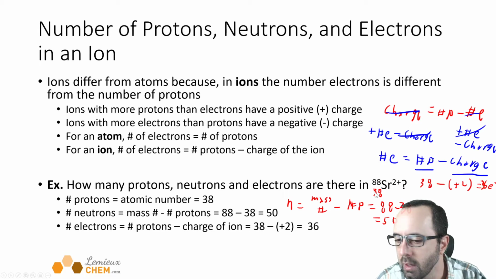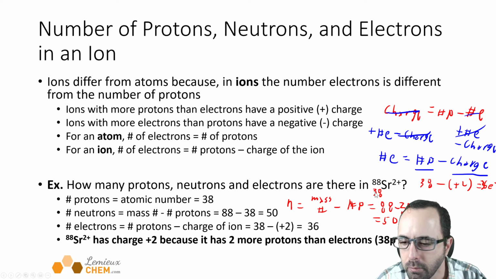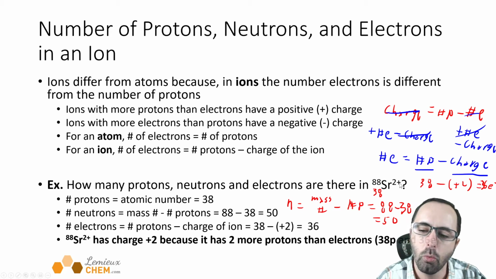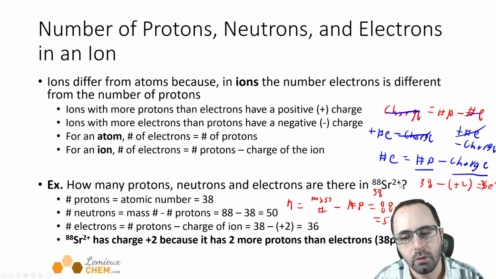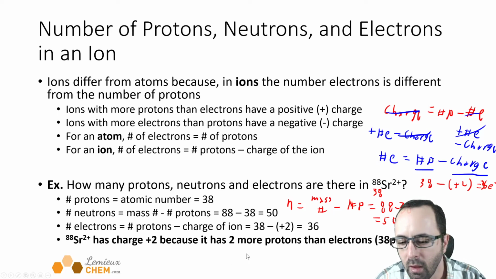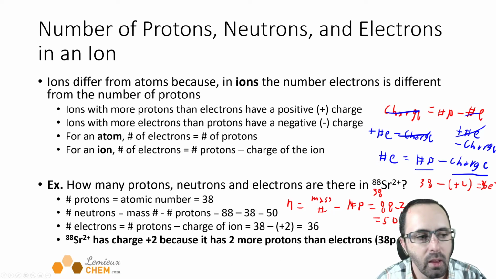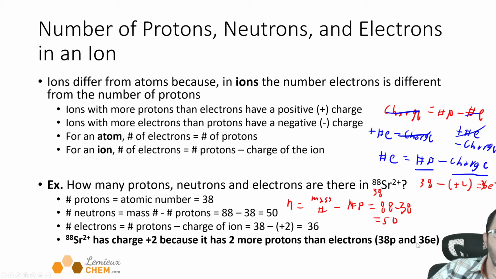You know it has 38 protons, right? And it's a +2, which means it has 2 more protons than it has electrons, because protons are positive. So it must have 2 less electrons than the 38 protons. So it has 36 electrons. And that's right here. So 38 protons, 36 electrons. So that's the way I like to think of it.